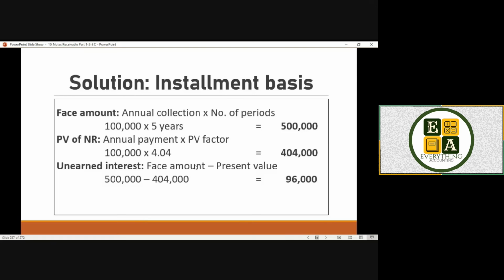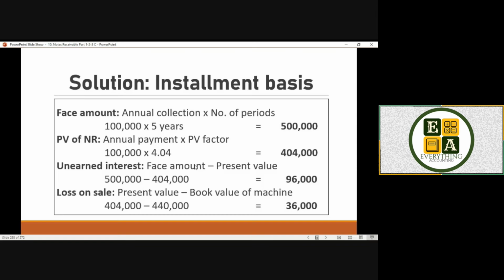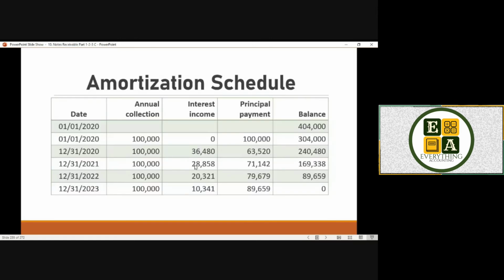And earned interest is the difference of face amount and the present value, that would be 500,000 minus 404,000, that would be 96,000. And for the loss on sale is the difference of the present value of the notes and the book value of the machine. So 404,000 minus 440,000, that would be a 36,000 loss on sale. So this will be our amortization schedule.